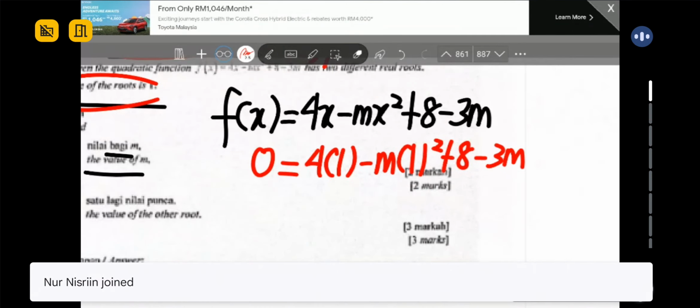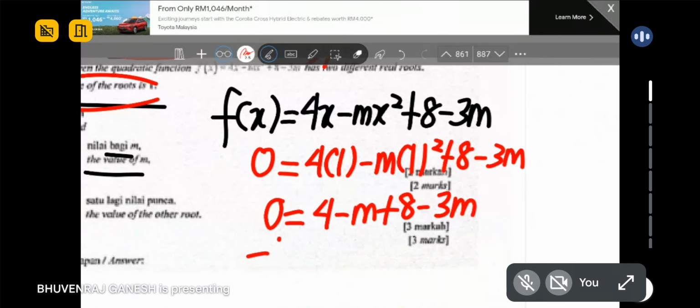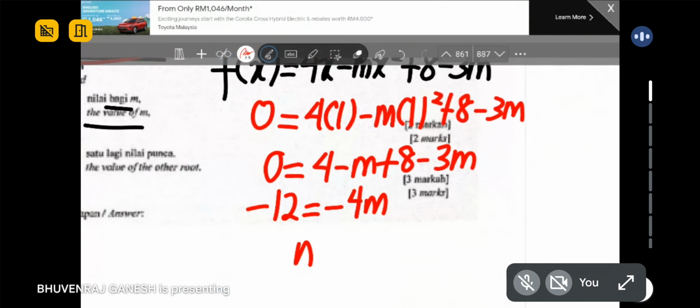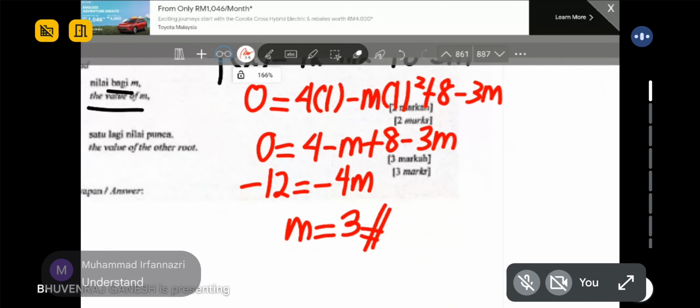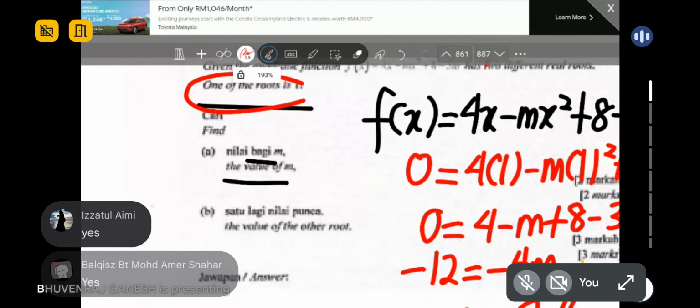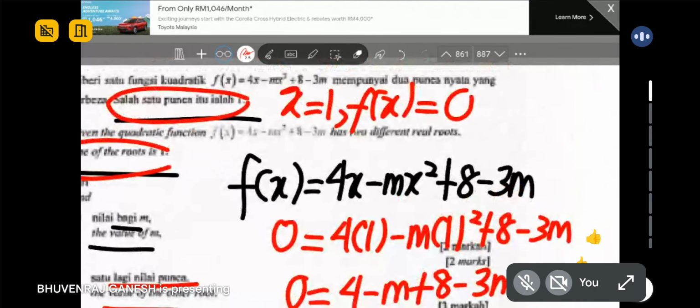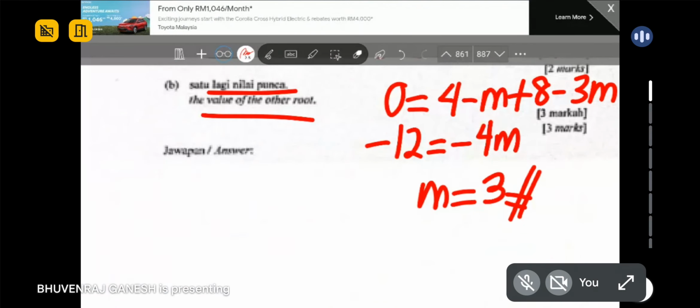So you guys can solve. Selesaikan for m. So 4 minus m plus 8 minus 3m. So negative 12 equal to negative 4m. So nilai m is actually 3. Understand, guys, how to get the answer? Jelas? So m is equal to 3. Can? Simple. Senang tak? Understand, right? Okay. Then the question asks you the value of the other root. Satu lagi nilai punca.